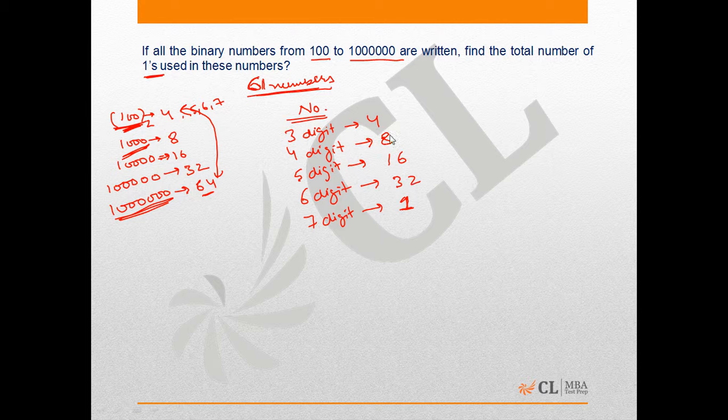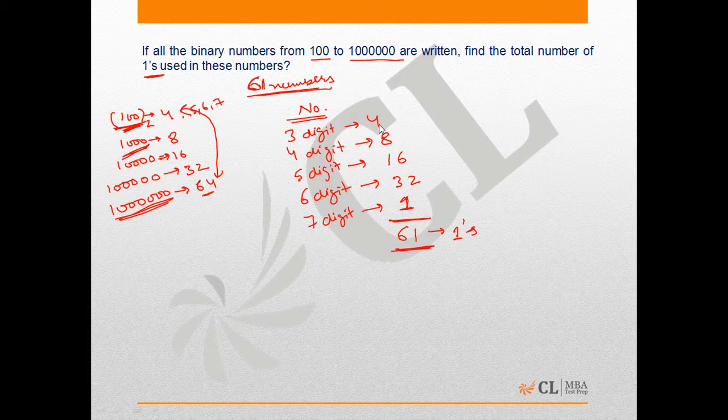So these are the numbers of 3-digit, 4-digit, 5-digit, 6-digit and 7-digit numbers respectively. All these numbers when converted into binary start with 1, right? So if I add all the numbers, I will get 61 ones from here. The first digit will be 1 in all these numbers, so I will get 61 ones.